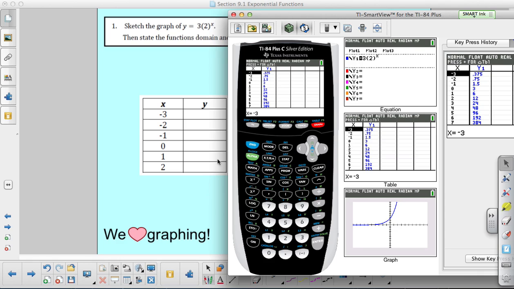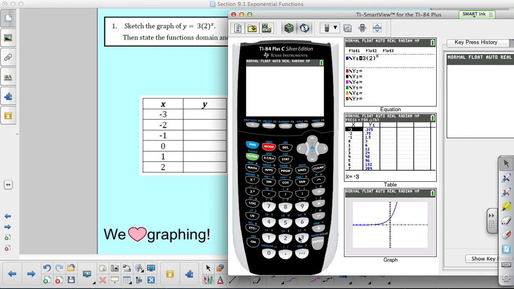I'm going to remind you, though, if you don't have a graphing calculator, in order to get the values, all you need to do is 3 times 2 to the, and make sure you put it in parentheses if you need to, to the -3rd, and hit enter. That gives me my first value. Then you could do the same thing to get the next one.